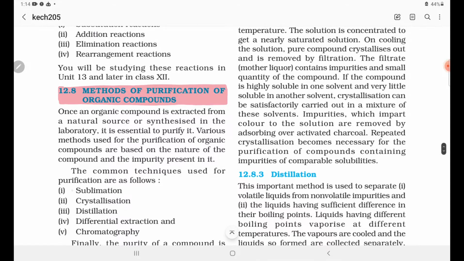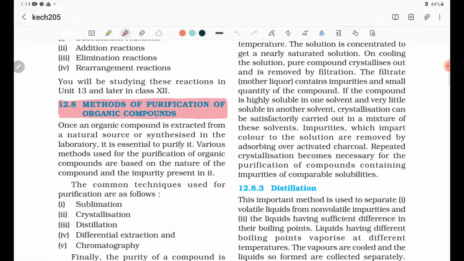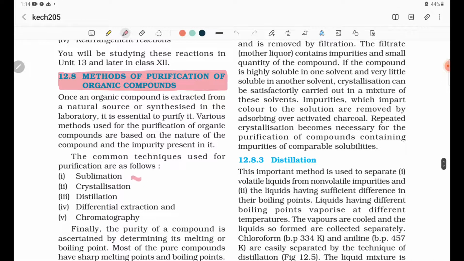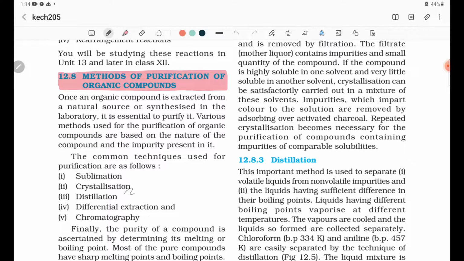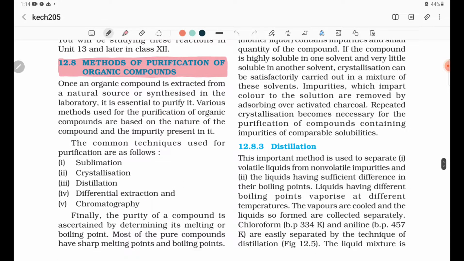Number 1 is sublimation. Number 2 is crystallization. Number 3, we will study all these methods, that is sublimation, crystallization, distillation, differential extraction and chromatography.